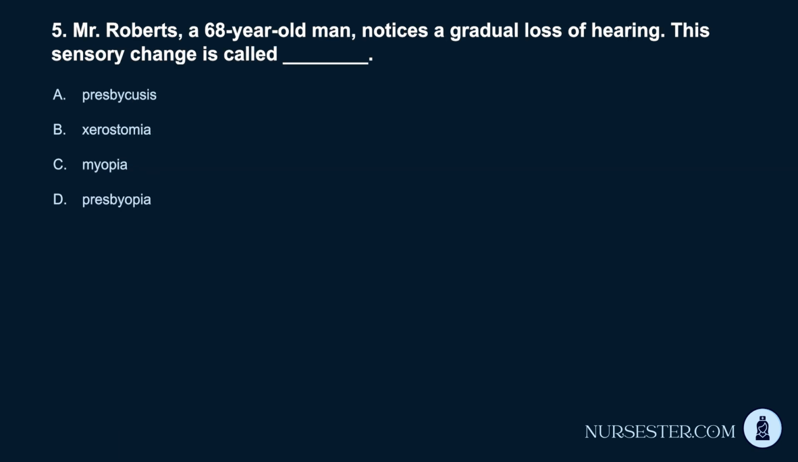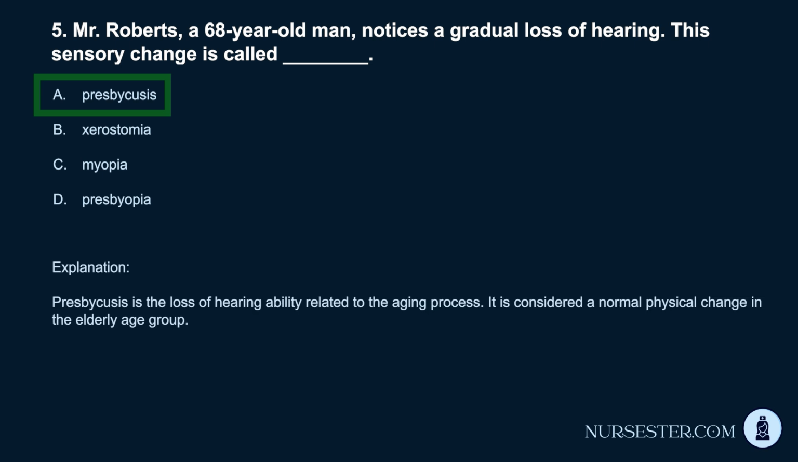5. Mr. Roberts, a 68-year-old man, notices a gradual loss of hearing. This sensory change is called underscore. A. Presbycusis. B. Xerostomia. C. Myopia. D. Presbyopia. Correct answer: A. Presbycusis. Presbycusis is the loss of hearing ability related to the aging process. It is considered a normal physical change in the elderly age group.